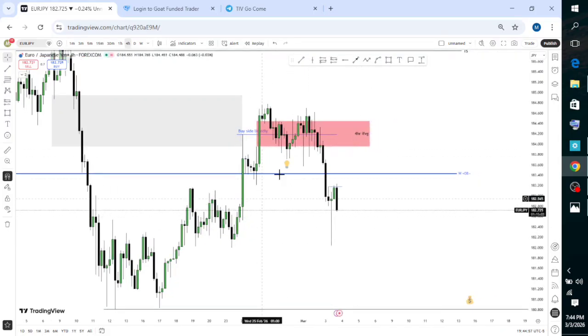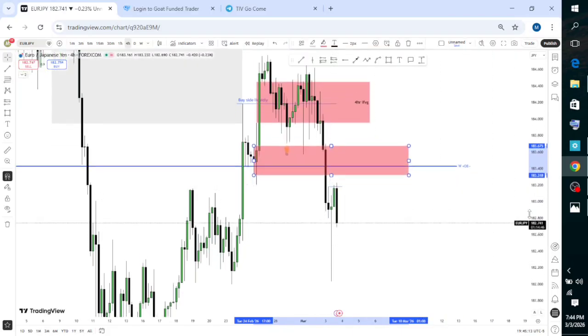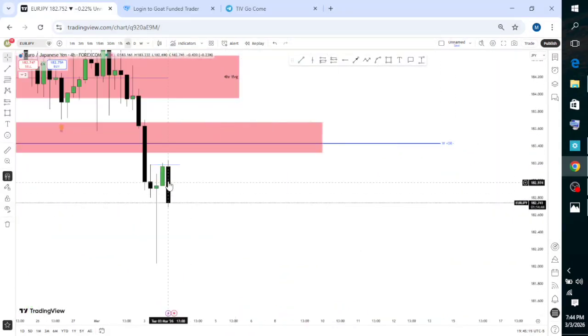Now look what price has done again. We have this mitigation block. This is a mitigation block, and we can align it perfectly to this FVG. But price is not coming deep into this FVG. You can see the way price tapped just a little bit and it's falling off already.